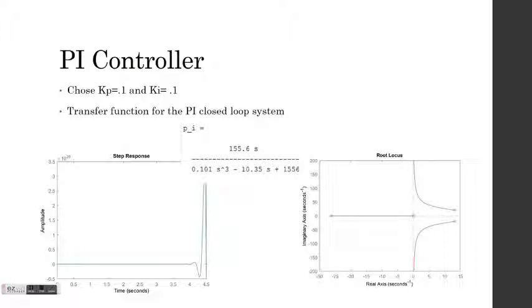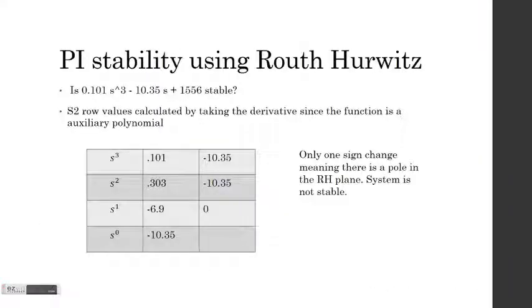From initial inspection it may seem that the step response just has a spike and might be stable, but I required further inspection to prove whether the system was stable or not. I investigated the Routh-Hurwitz array to see if the PI system was stable. As you can see initially from the array, there is one sign change, meaning that there is a pole in the right-hand plane and the system is not stable.